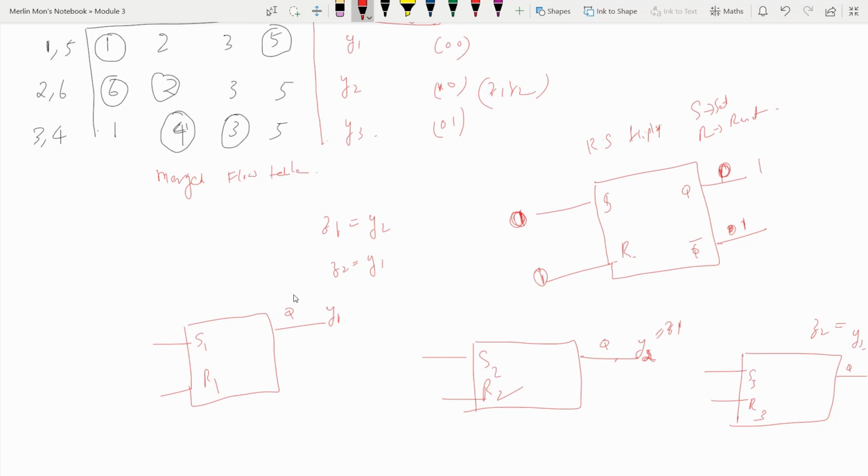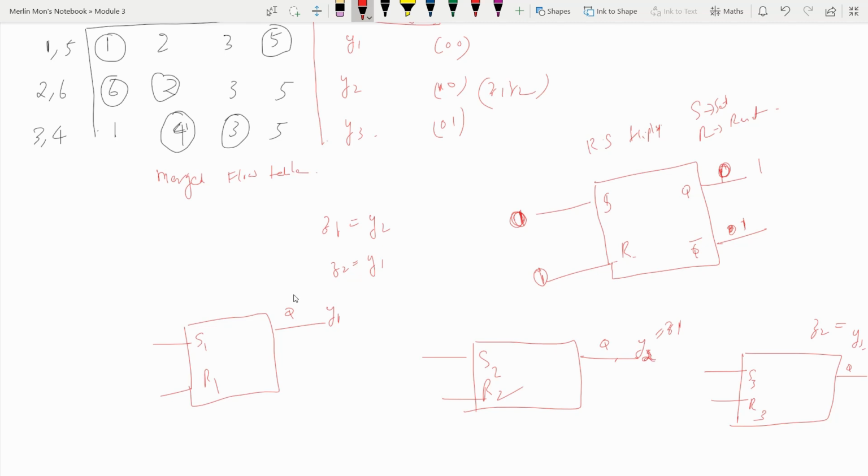S1, S2, S3, and R1, R2, R3 will be designed using the inputs X1 and X2, that is the danger signal and the push button, or some combination of these X1 and X2. We will design them such that they exactly follow the state flow diagram. We will design the entire system based on this.